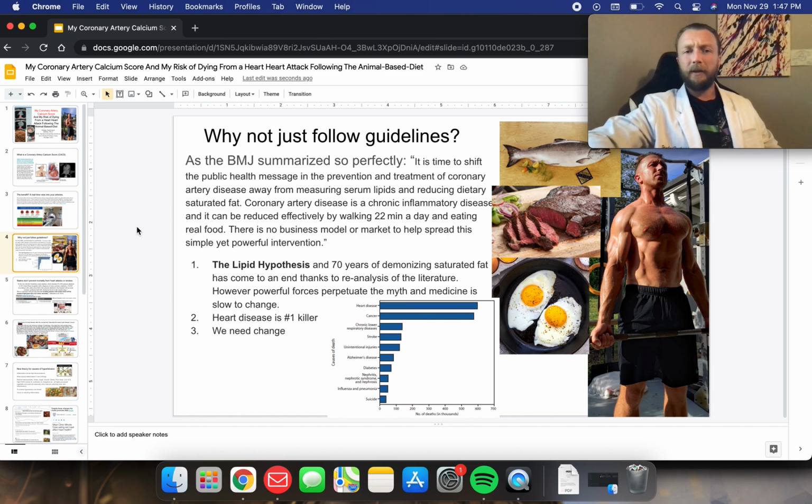Why not just follow the guidelines, you might say? My primary doesn't want to order this thing. Well, as the British Medical Journal summarized so perfectly, it's time to shift the public health message in the prevention and treatment of coronary artery disease away from measuring serum lipids and reducing dietary saturated fats. So this leads us to ask, what are we supposed to do?